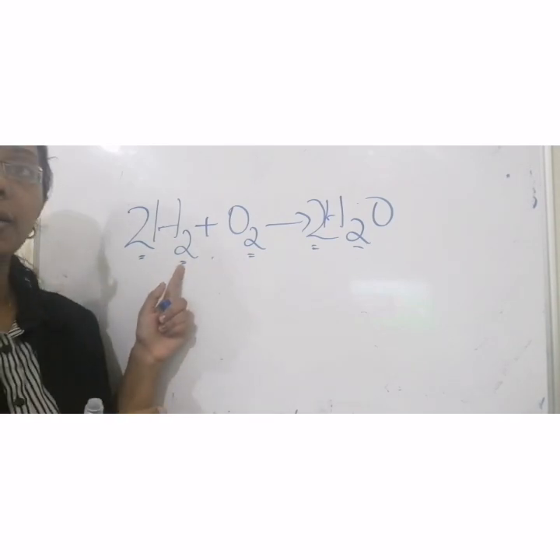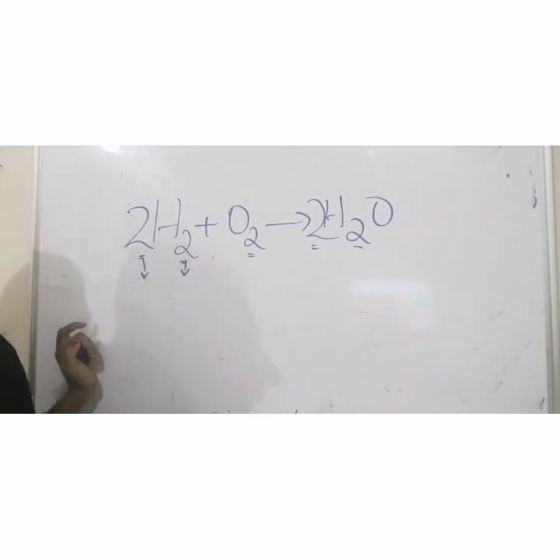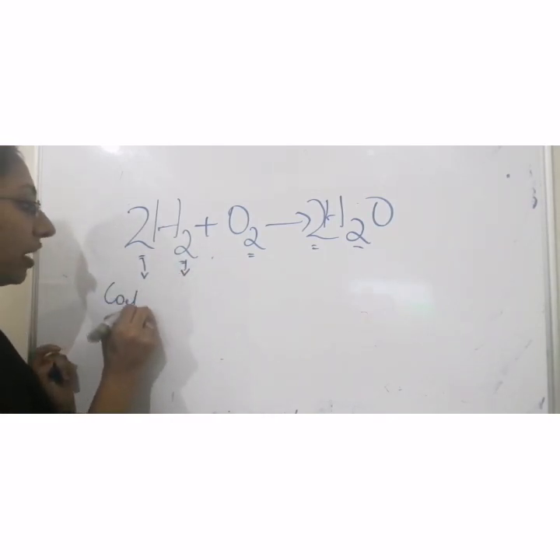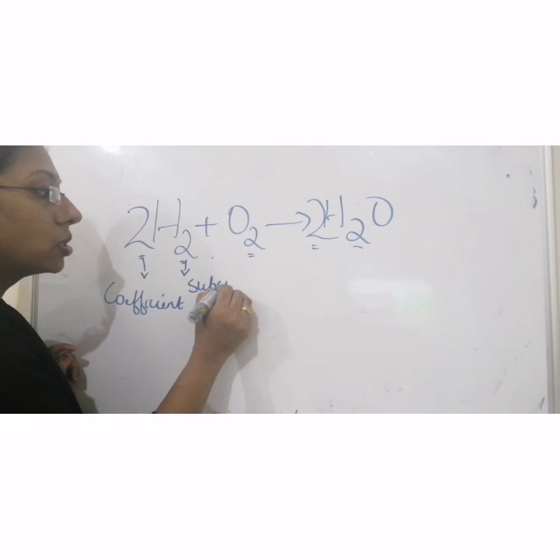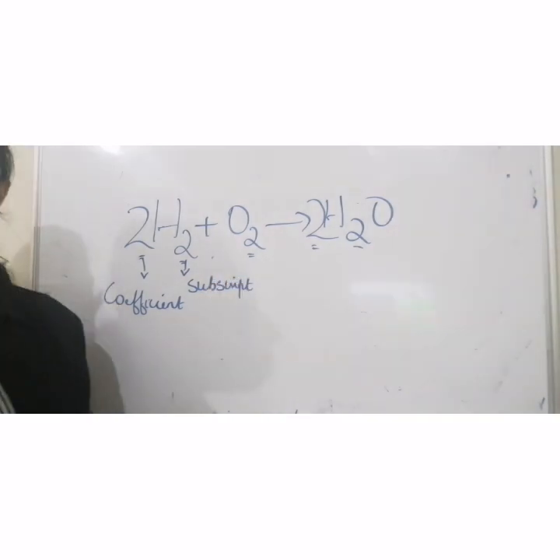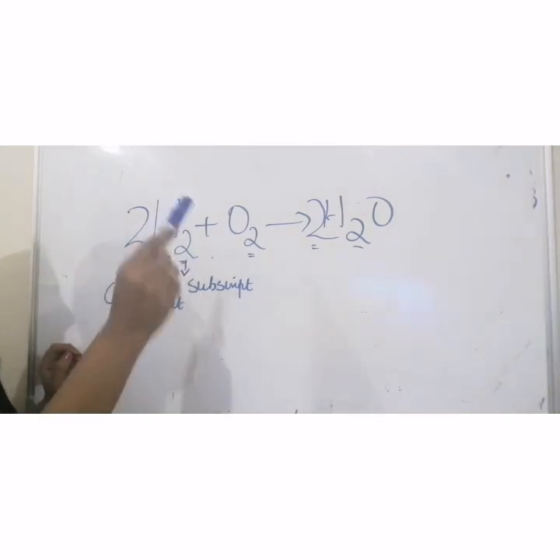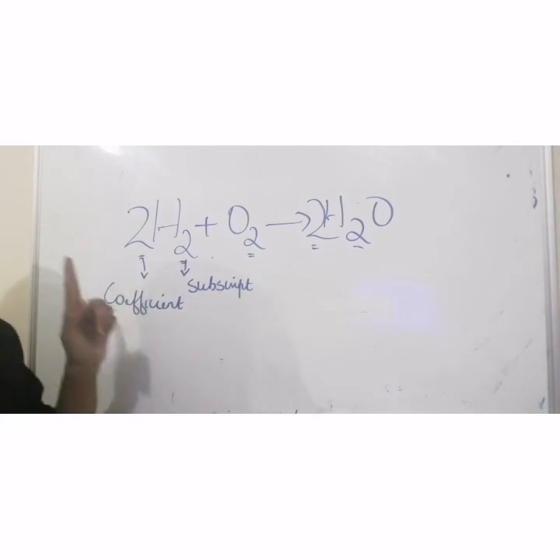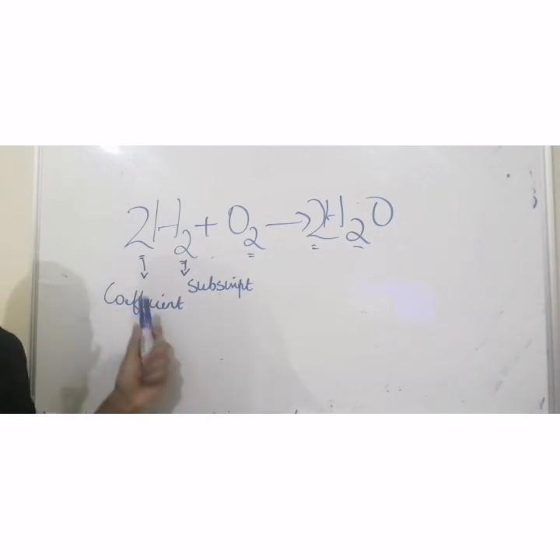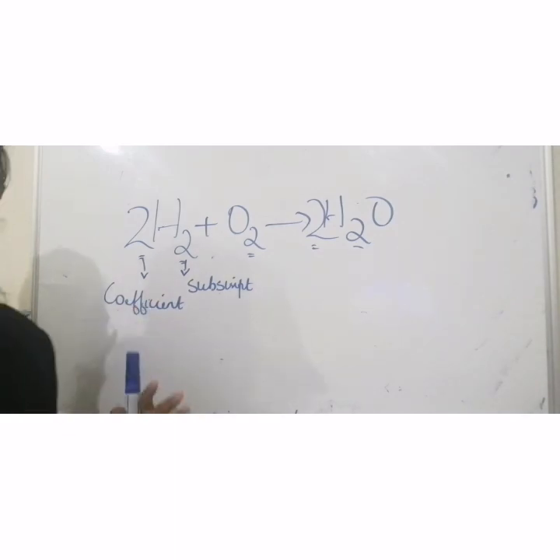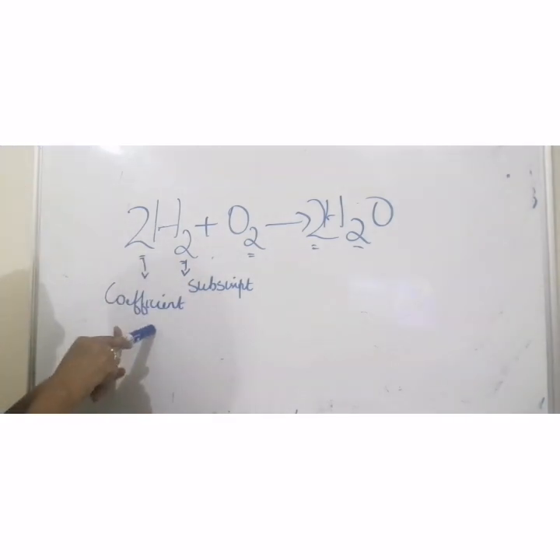What do these represent? There are two types of numbers which we can see. One we call the coefficient and the second one is called the subscript. These two are very important. This is called the coefficient and this is called the subscript. These two are different, so we have to explain what each is. By knowing this only we can go on with our balancing. So what does this coefficient number mean?